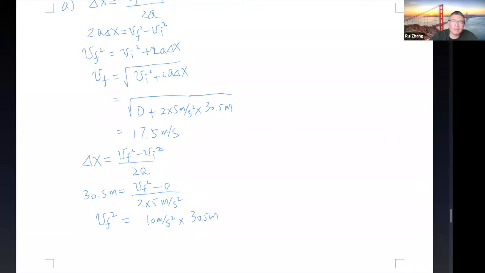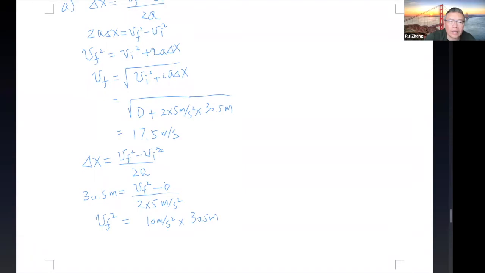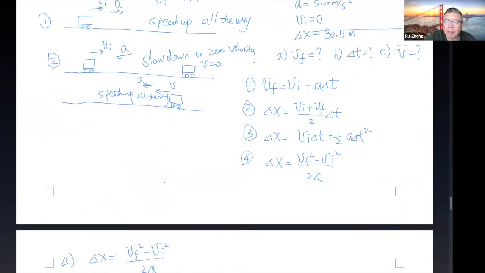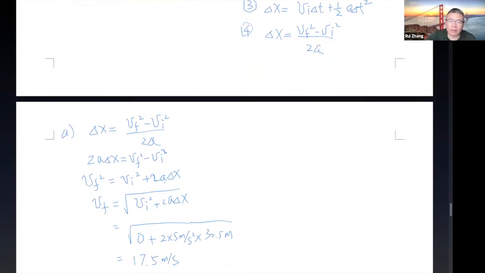Now the same thing here. So you got the same answer. It's just a little bit different way to do it mathematically. Okay, after this one, let's do the second. Part B, which we want for delta t.